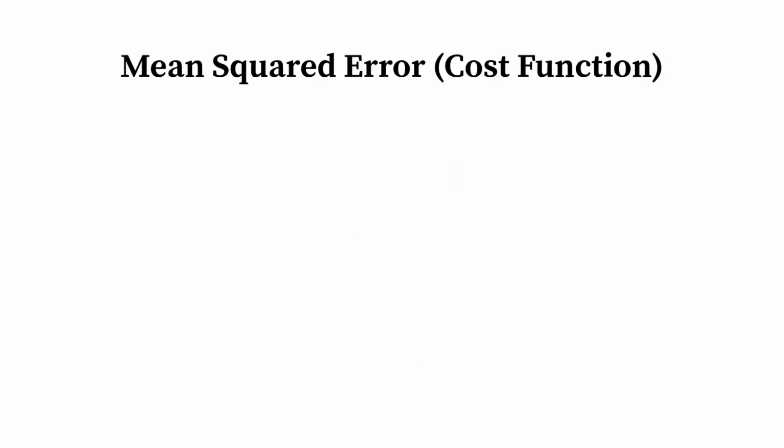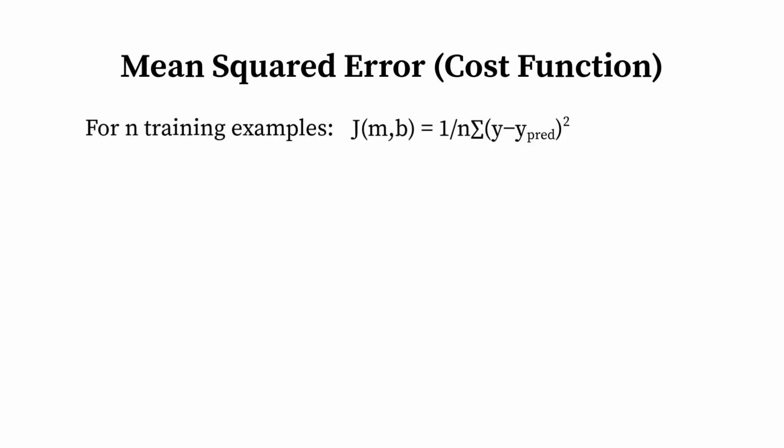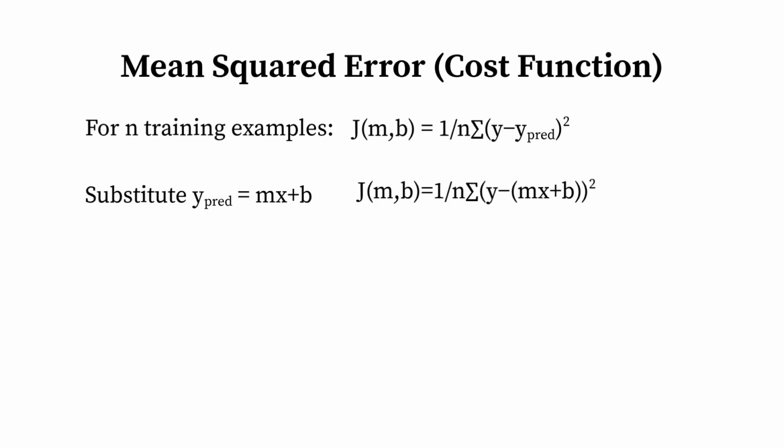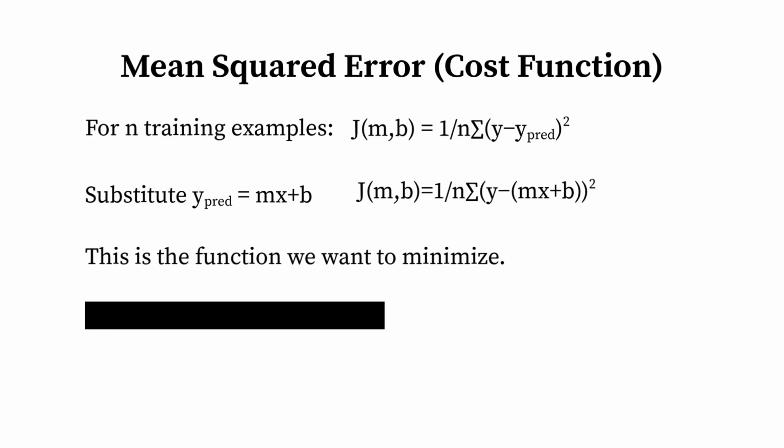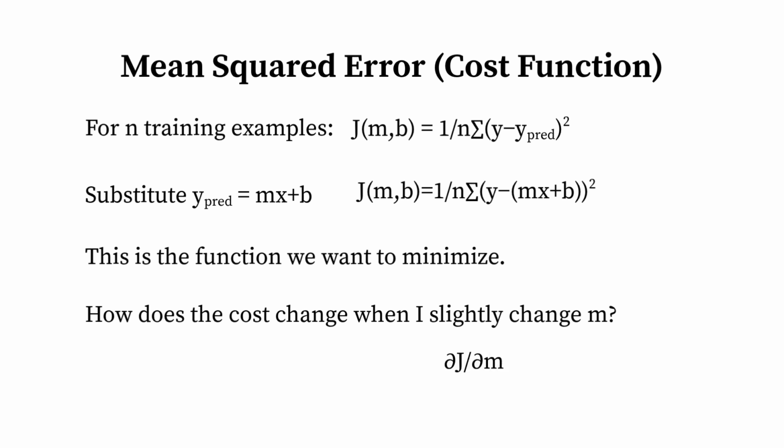Now we average all the errors to form the mean squared error or cost function. The formula is simple: 1 upon n, summation of (y minus y prediction) squared. Now in the same cost function, we replace y prediction with the actual values, which is nothing but mx plus b. Now we have to minimize this value of the cost function. We will apply the derivatives.